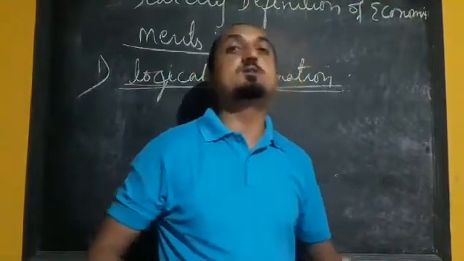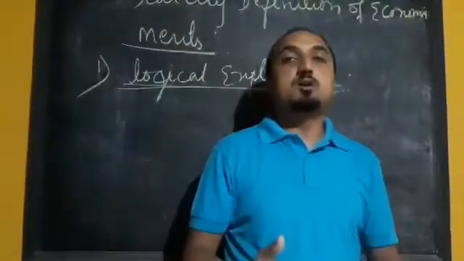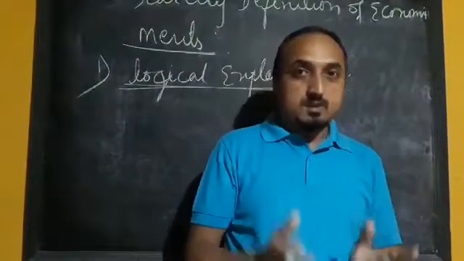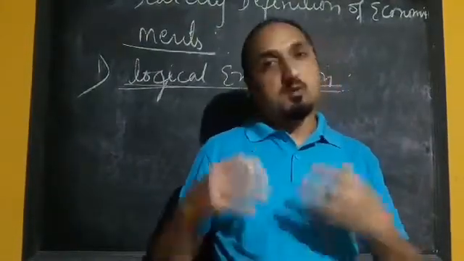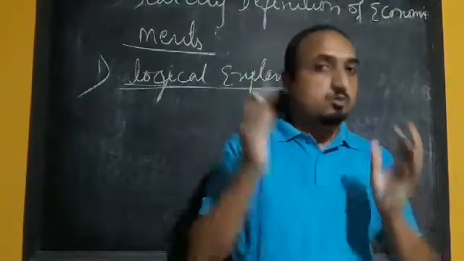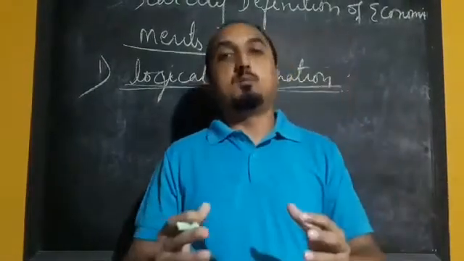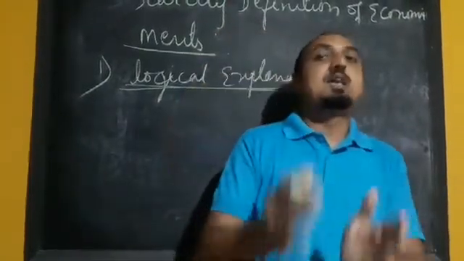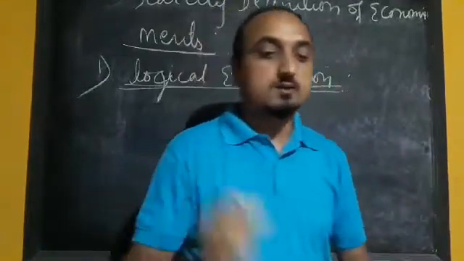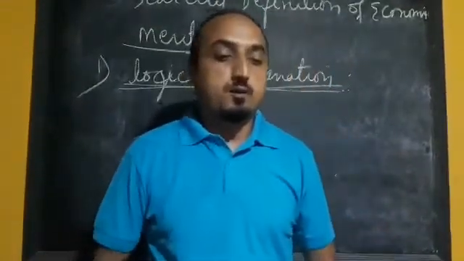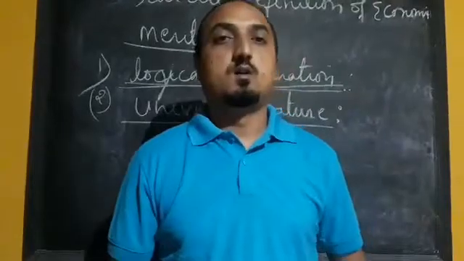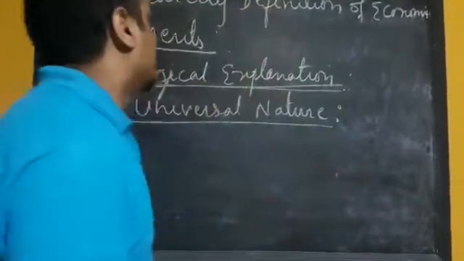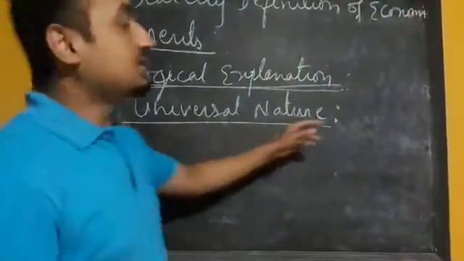Once again, why is it a logical explanation? Because according to Professor Robbins, all the economic problems arise, or the root cause of all the economic problems is scarcity of resources. So that is the first merit. Okay, so the second merit we have is universal nature.